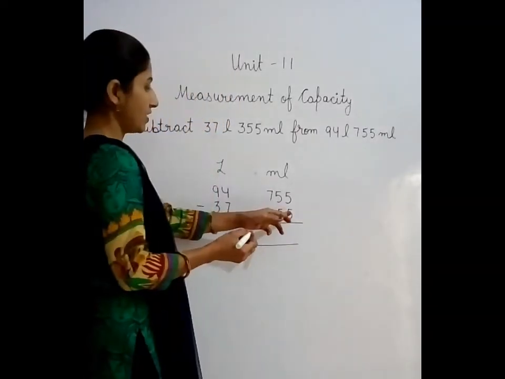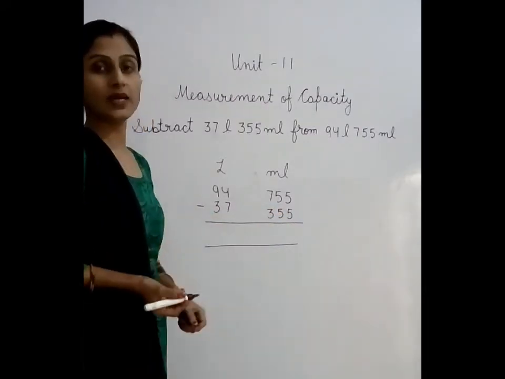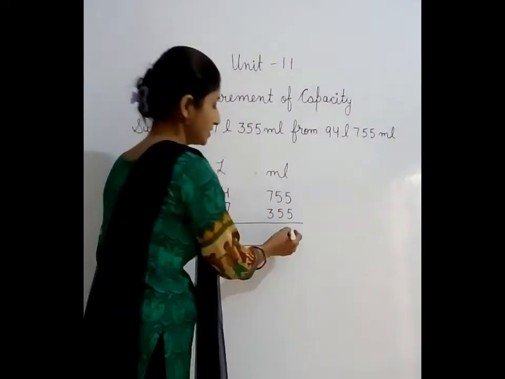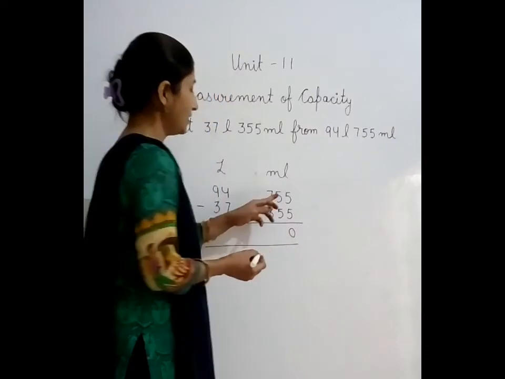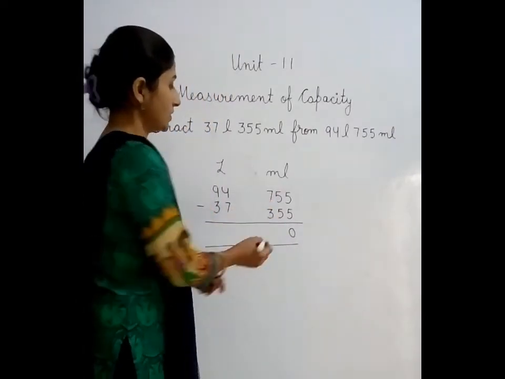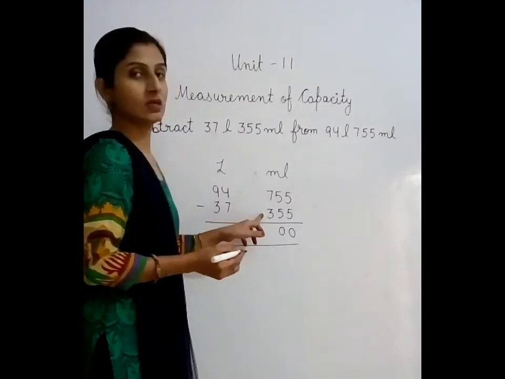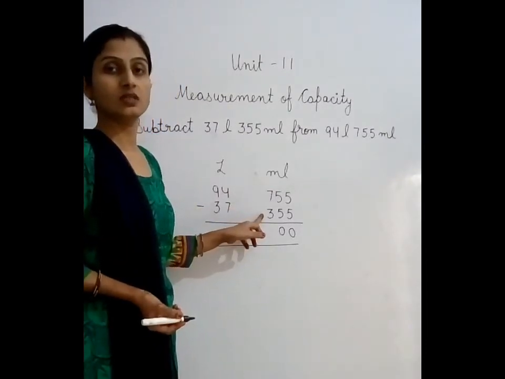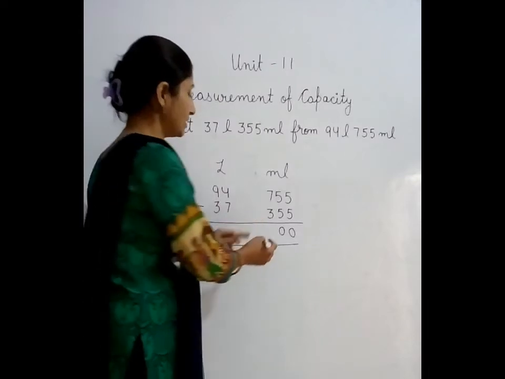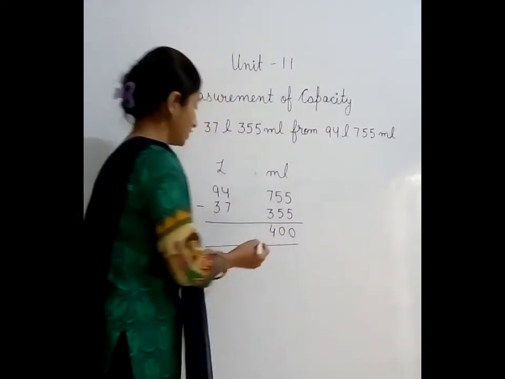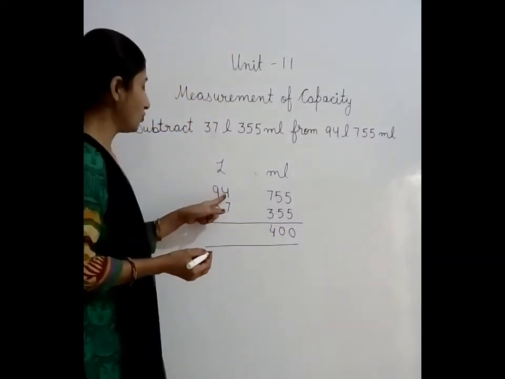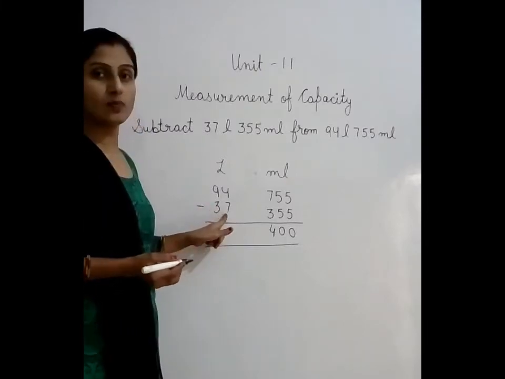5 minus 5 is, yes, 0. Again 5 minus 5, 0. Now 7 minus 3. 7 minus 3 is, yes, 4. Now move to liter side. 4 minus 7 is not possible.